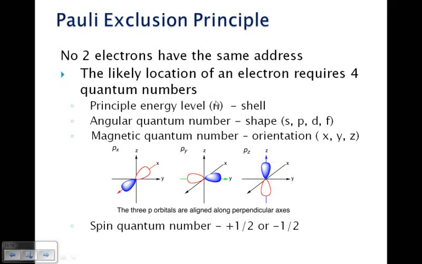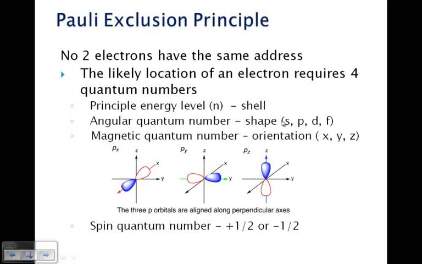The first is the shell or energy level. We call this N. So the first shell is called energy level 1, the second is energy level 2. The second is the angular quantum number. That's just a fancy word for the shape. We talked about those S, P, D's, and F. You need to know S is spherical, P is those figure eights, and people call them dumbbells. The third is the magnetic quantum number.